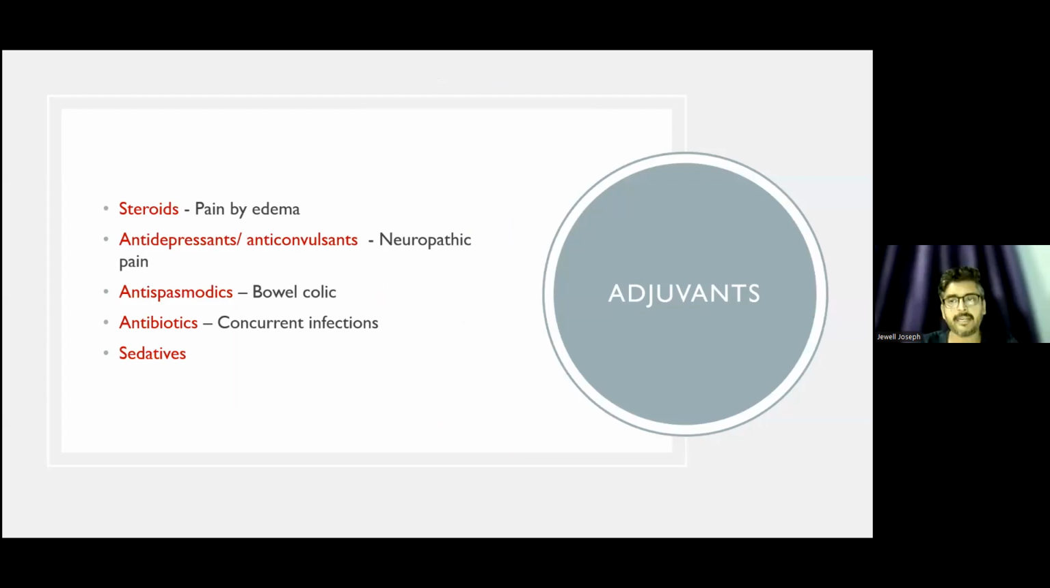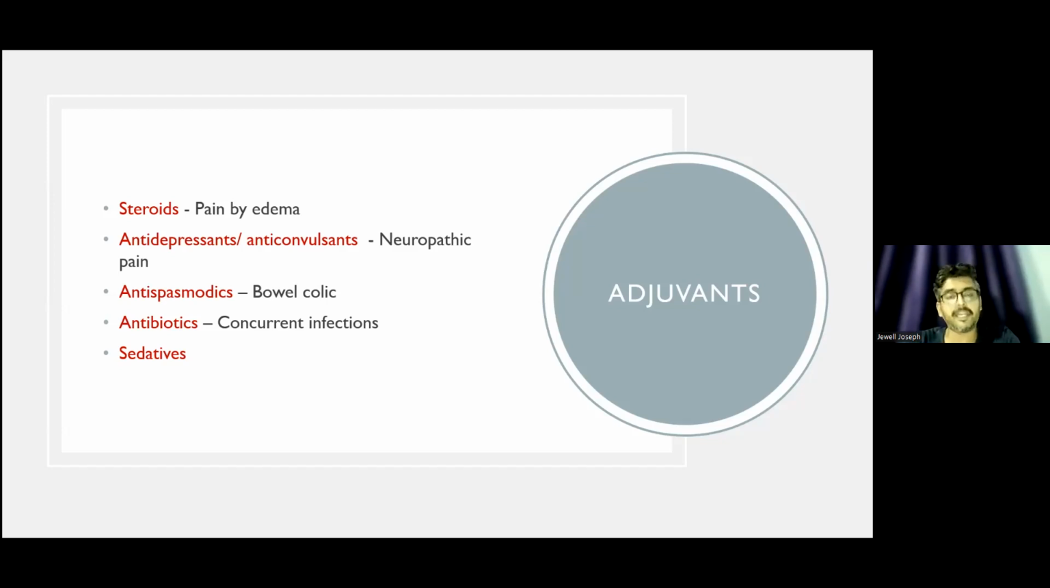They are not analgesics by definition, but taken along with analgesics in certain situations, they can be very useful in providing adequate pain relief. For example, whenever there is pain caused by edema, such as a brain mets or a bone mets or a spinal cord compression, a tumor will always have a peri-tumor edema, and there will always be some associated inflammation. So in such situations, steroids can actually help.